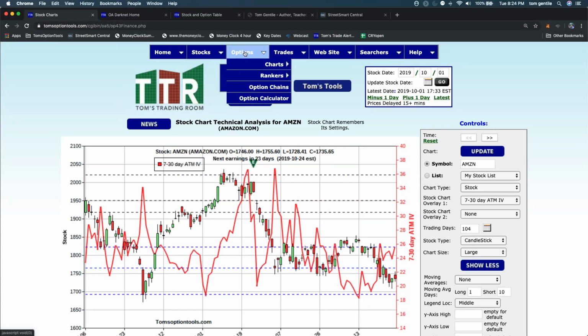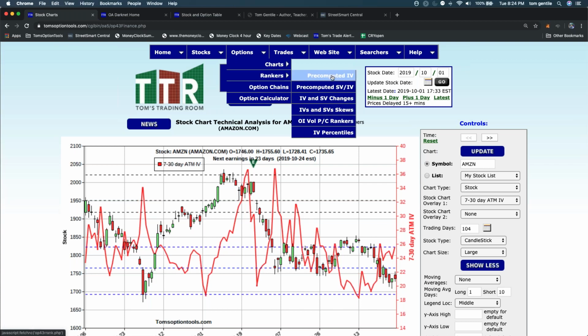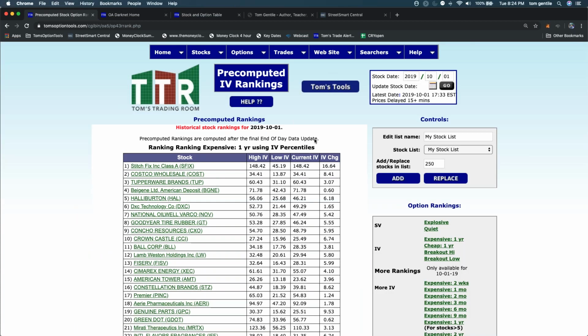Here's how I do it. I go to options, and we have this thing called rankers at Tom's Tools, and then we go to pre-computed implied volatility ranks. This shows me what's expensive and what's cheap.